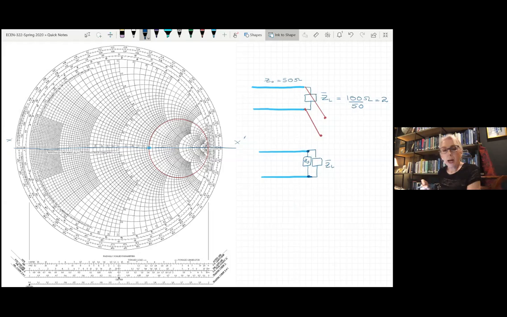If I were to place this other load on the stub, this is a reactive load because that's the only thing that a stub can give. It can only give a reactive load. And for example, for this one, since this is open, and if that length were ds, then Z sub s would be minus j cotangent beta ds.